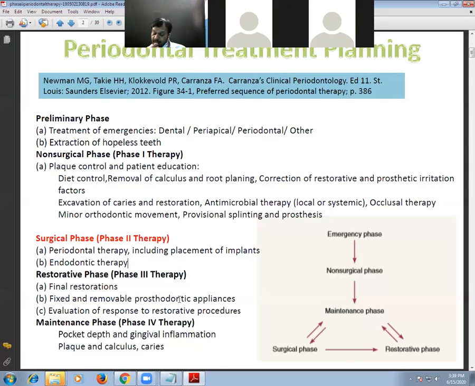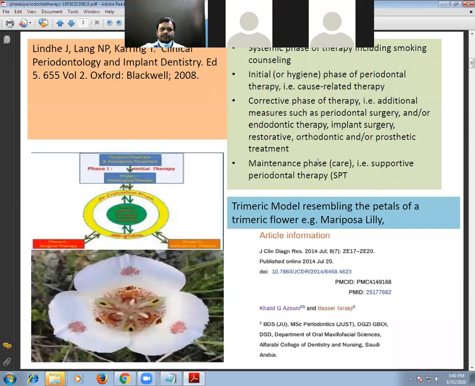But according to supportive periodontal therapy, after each phase, we are performing the maintenance phase. That is, when you are doing emergency treatment, when you are performing the non-surgical phase, then it is followed by your maintenance phase. After the maintenance phase, you are performing the surgical phase, and the surgical phase is also followed by your maintenance phase. So now the triad has been changed. After each phase, we are performing the maintenance phase. That comes under supportive periodontal therapy. So there is a trimeric model representing this.